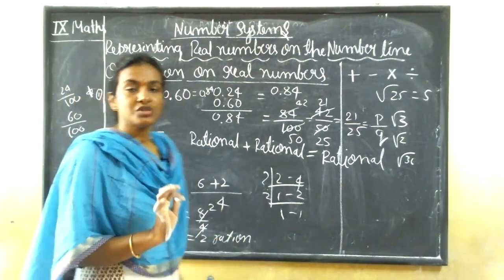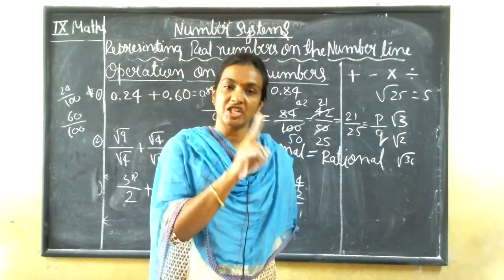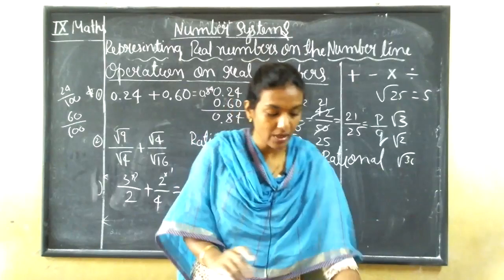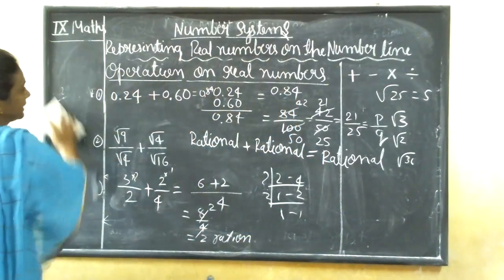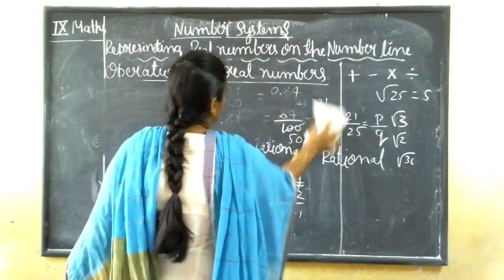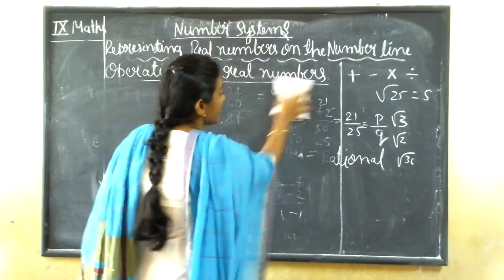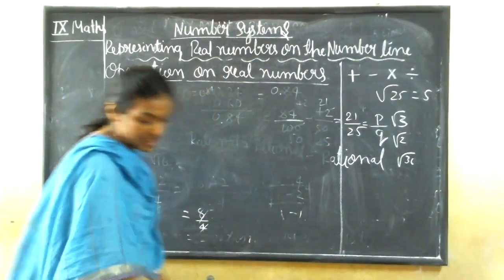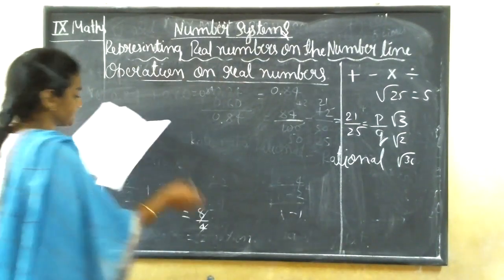So what is our conclusion here? When you add two rational numbers, you will get a rational number only. Understood? So let us see what happens when you add a rational and an irrational number. Let us see now. For that, let me take one example here.